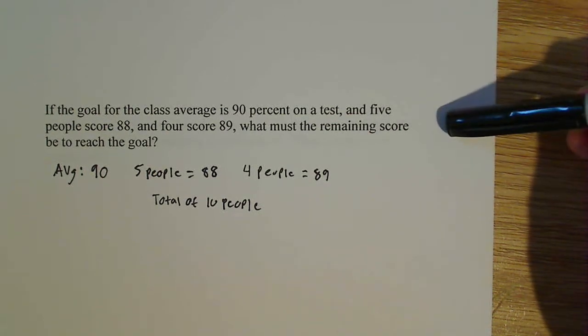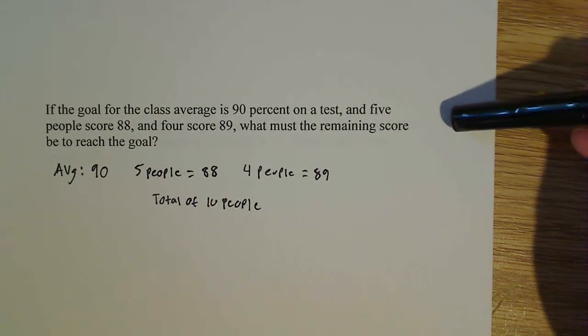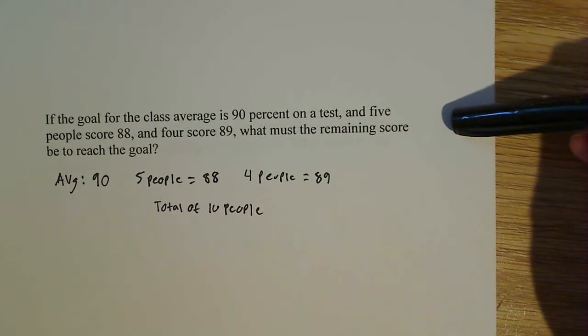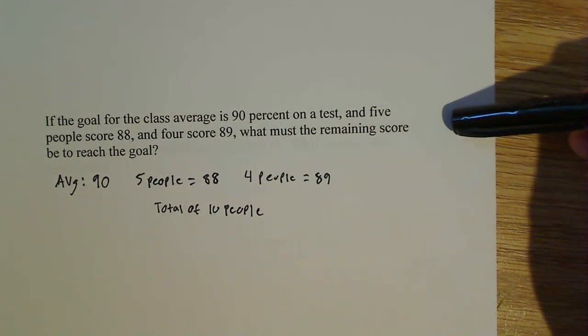So the problem says if the goal of the class average is 90%, so the teacher wants the class average to be 90%, and 5 people score an 88, 4 people score an 89, what must the remaining score be? Okay, so let's think about this.